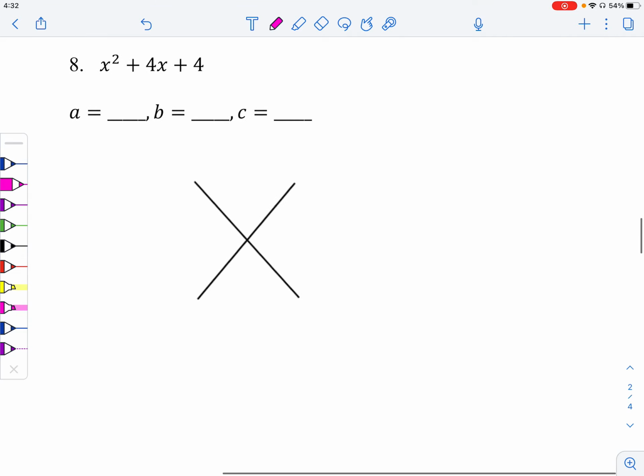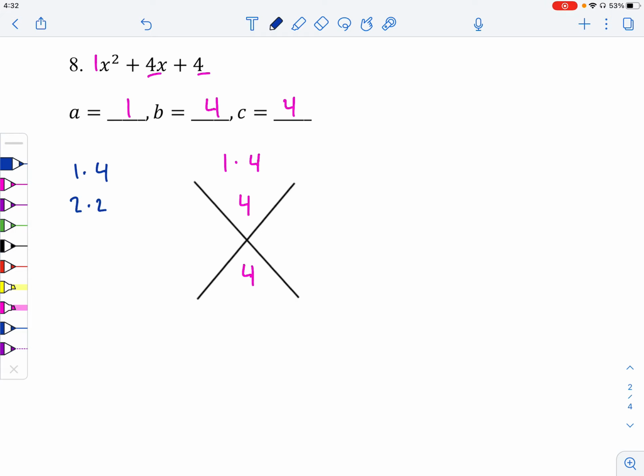Okay, last one. So again, 1, 4, 4. A, B, C. Top number, 1 times 4, A times C, it's 4. Middle number, 4, goes on the bottom. So factors of 4 that add to 4? 1 times 4? No, that adds to 5. Or 2 times 2. 2 plus 2 is also 4. So our two numbers are 2 and 2. And that's it.